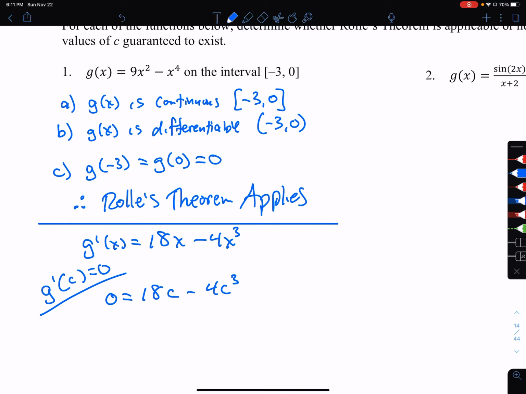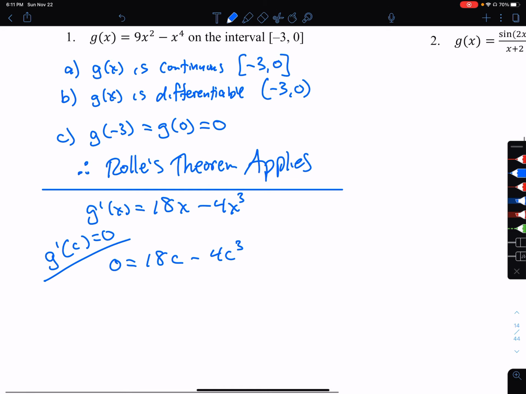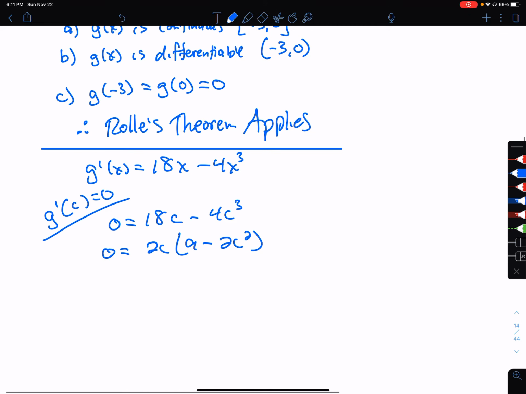The direction said for what value of c. That's why I changed those to c's. If you chose not to change those to c's, I don't know if they'd penalize you on the AP Calculus test, but at the very end, I think you'd need to say what c is equal to instead of what x is equal to. We've got a GCF here of 2c, leaving us with 9 minus 2c squared. Set each of these factors equal to 0.